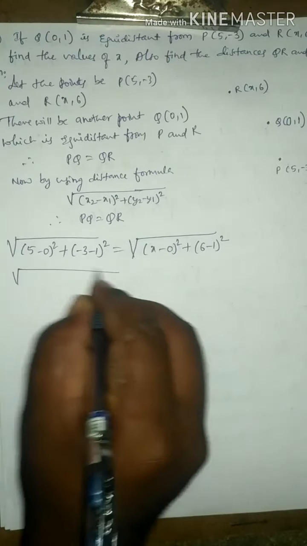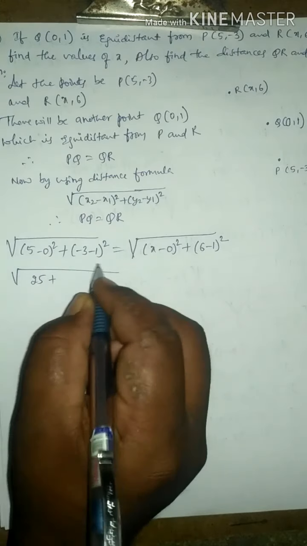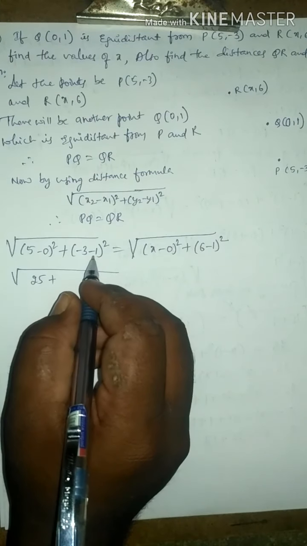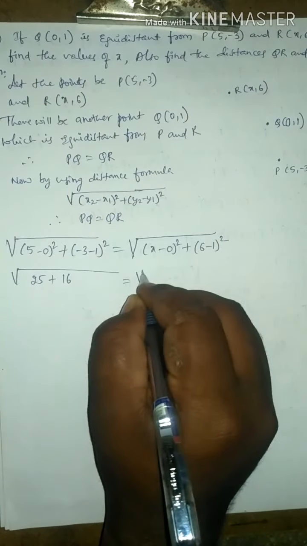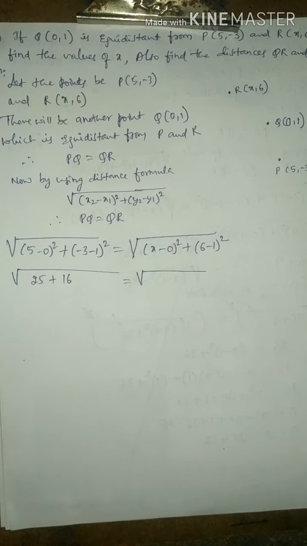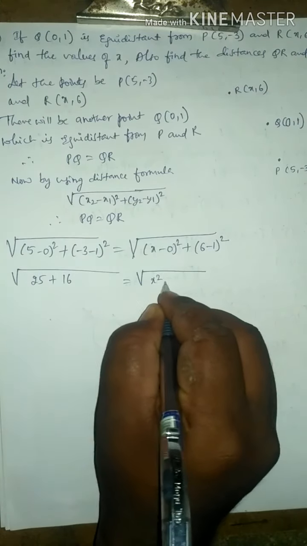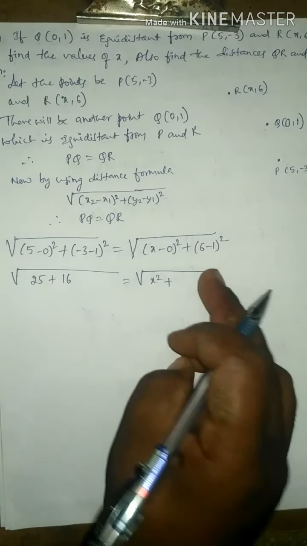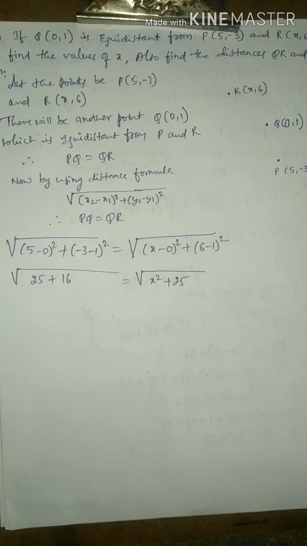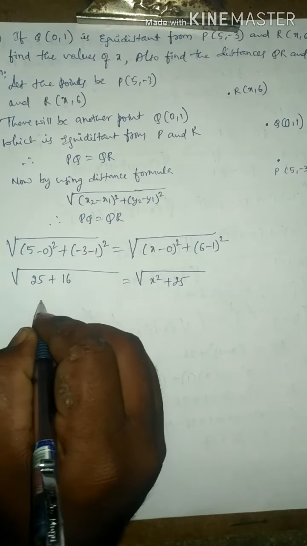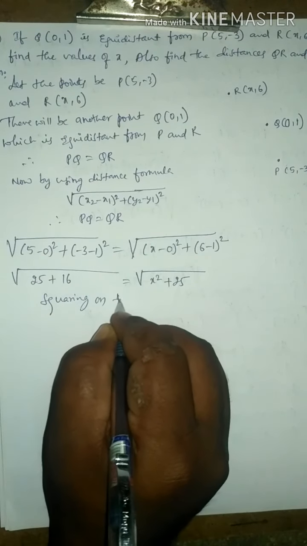So now under root 5 square is 25 plus minus 3 minus 1, that is minus 4. Minus 4 square is 16. This is equal to x minus 0, which is x only, x square plus 6 minus 1 is 5, 5 square is 25. To remove this square root, what we have to use? Squaring on both sides.